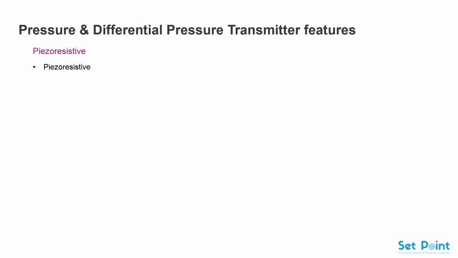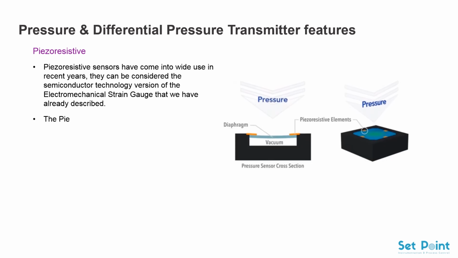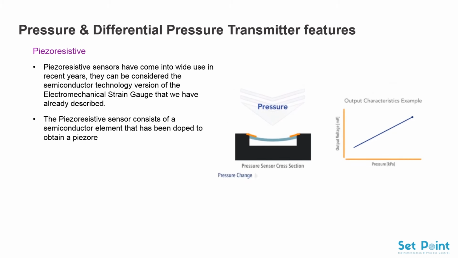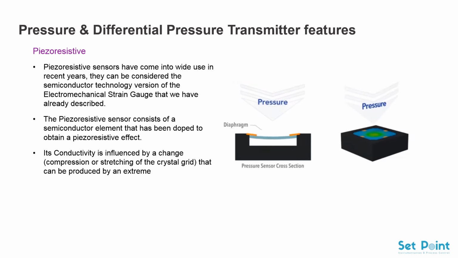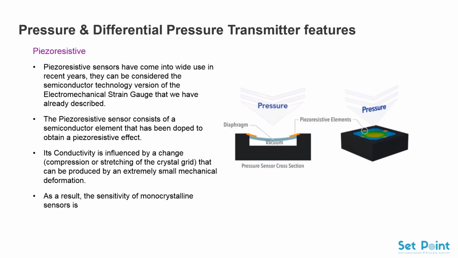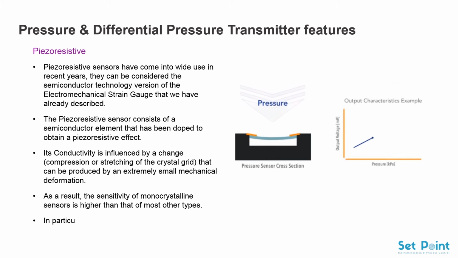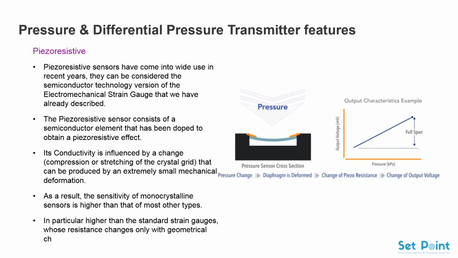Piezoresistive. Piezoresistive sensors have come into wide use in recent years. They can be considered the semiconductor technology version of the electromechanical strain gauge that we have already described. The piezoresistive sensor consists of a semiconductor element that has been doped to obtain a piezoresistive effect. Its conductivity is influenced by a change, compression or stretching of the crystal grid, that can be produced by an extremely small mechanical deformation. As a result, the sensitivity of monocrystalline sensors is higher than that of most other types. In particular, higher than the standard strain gauges, whose resistance changes only with geometrical changes in the structure.